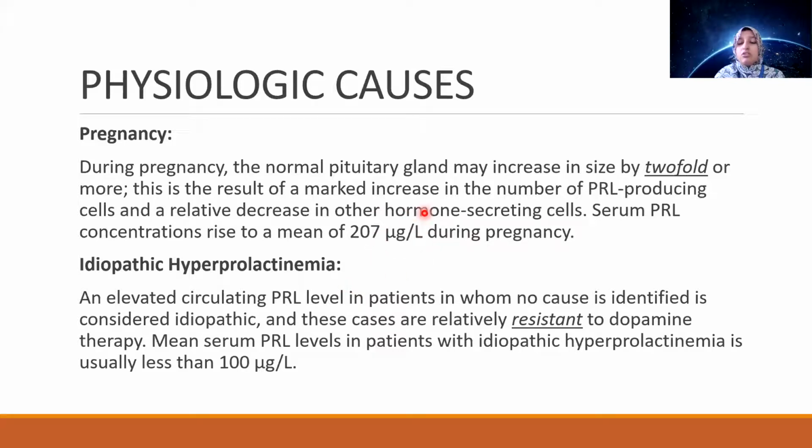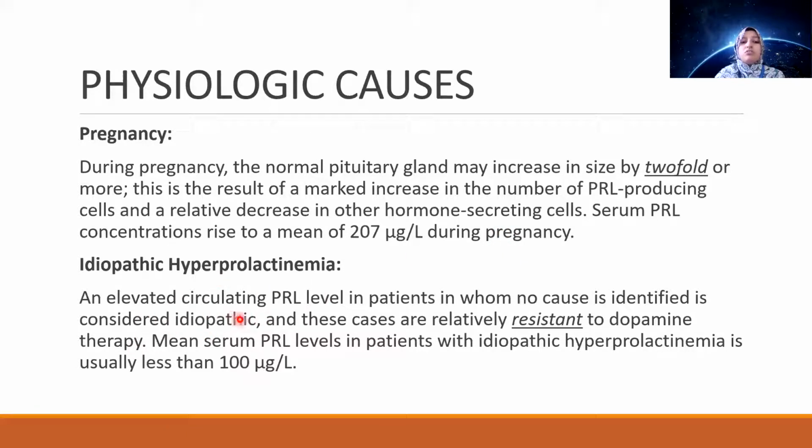So the serum prolactin concentration can rise to a mean of 207 microgram per liter during pregnancy. The units are also very important. Make sure you are looking at the units correctly. This is microgram per liter, or it can be nanogram per ml. One and the same thing. Only if you translate them into a nanomole per liter concentration, that is the SI units, then the figure will go into thousands.